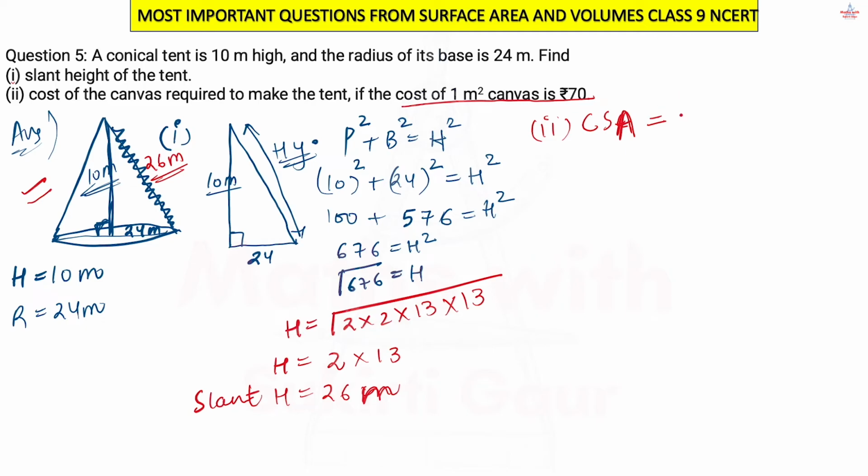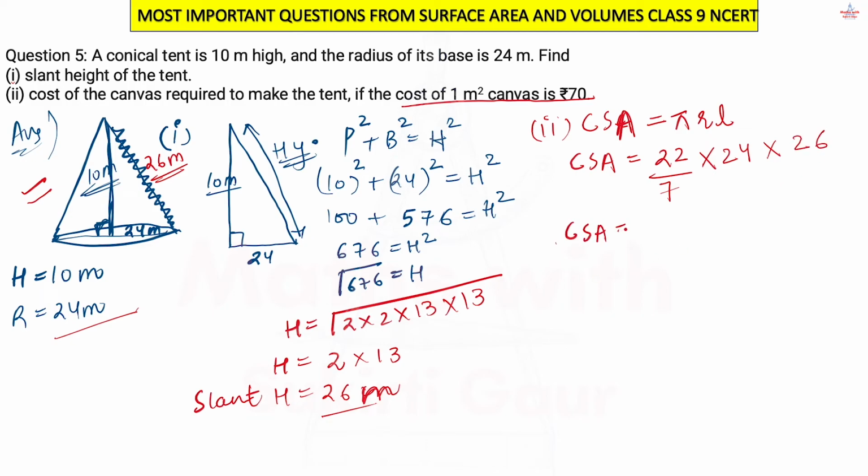Curved surface area, what is the formula for that? Pi r l. So in this question, if you had not found out the slant height, you would not be able to solve the second part. So they are interconnected. CSA is equal to, put the values, 22 upon 7, r is 24 and l has come 26 meter. CSA is equal to, now this will come in decimals, so do not solve it here. Let it be here. Okay, I'm not going to multiply and solve it. Why? You will get to know.